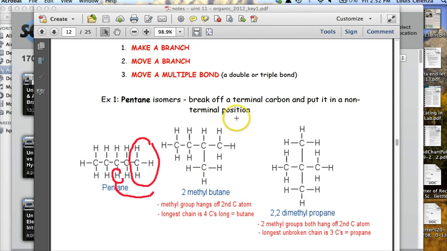You might say, well, that's not an isomer, it's a completely different compound. It is a completely different compound. However, if you count the number of carbons and hydrogens, it's still going to be C5H12. So now we have an isomer of pentane. Same number of carbons and hydrogens, same molecular formula, but their structures are different.